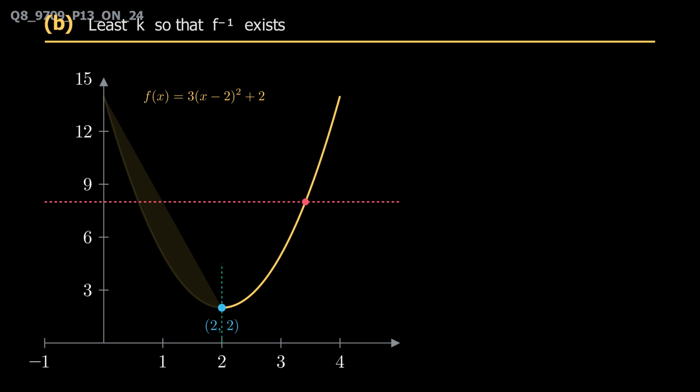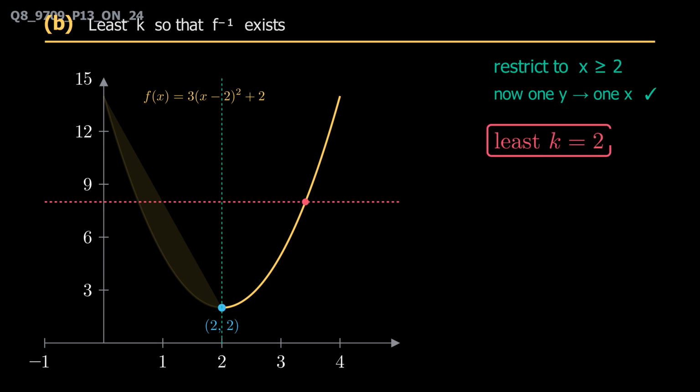Keep only the increasing right branch. Now each y value is hit once. The least k is 2.